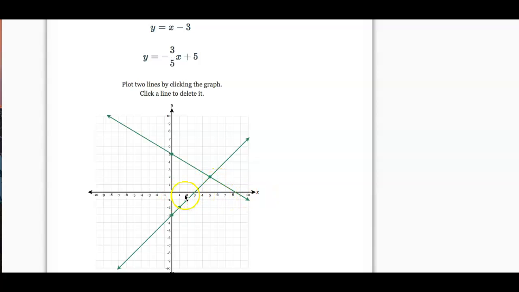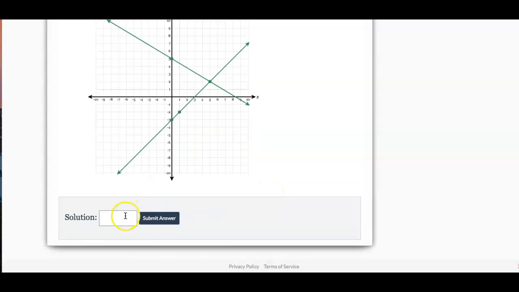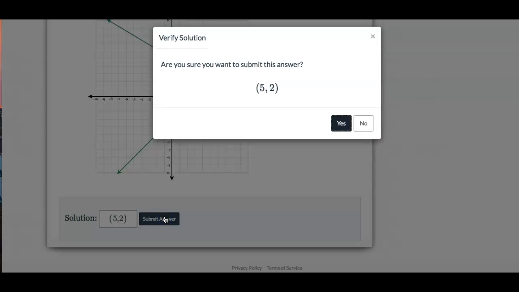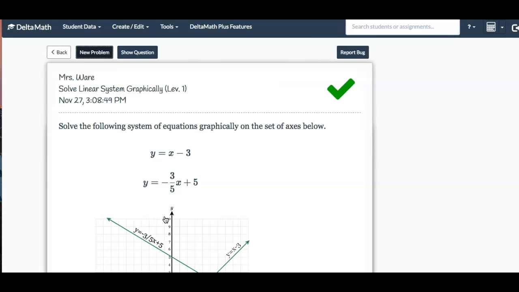I always give my x value first, 5, 2. If you tell it 2, 5, it thinks you mean over 2 up 5, and that's not the answer. So you got to say 5, 2. So you scroll down here, and you do parentheses, 5, 2, whoops, put an extra parentheses in there, 5, 2, parentheses. Submit the answer, and you're right.